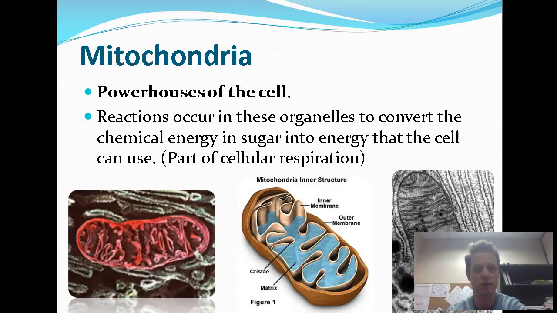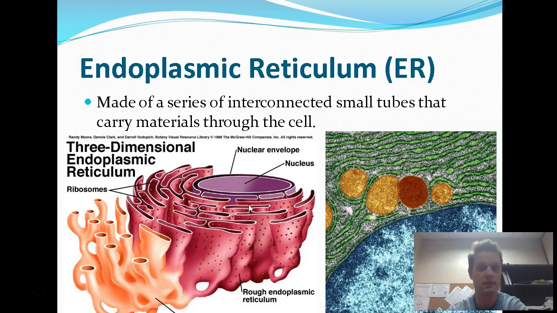Mitochondria. This is really important. Mitochondria give you your power. Reactions occur in these organelles to convert the chemical energy from sugar into energy that we can use, and it's part of cellular respiration, which is the energy chemical reaction that happens inside of our bodies.